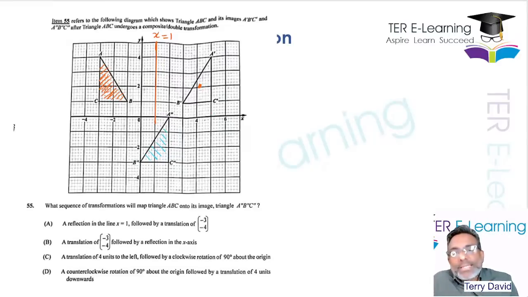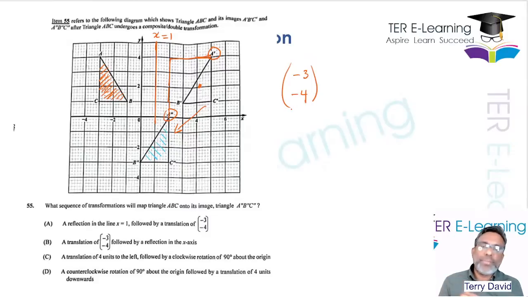Then when you look at the next transformation, all you're doing is shifting this triangle this way, so that has to be a translation. How do we do that translation? Let's look at A prime and A double prime. How do I get there? You go 1, 2, 3 units to the left, so that's minus 3. Then you go downwards by 1, 2, 3, 4 units, so that's minus 4. So this combined transformation is first a reflection in the line x equals 1 and then a translation. So the answer is going to be E.